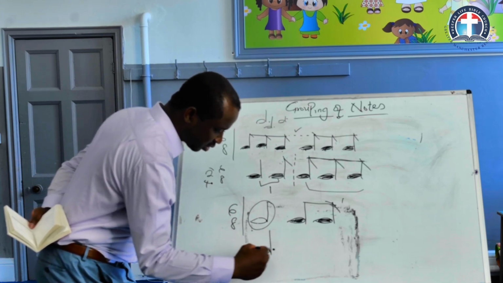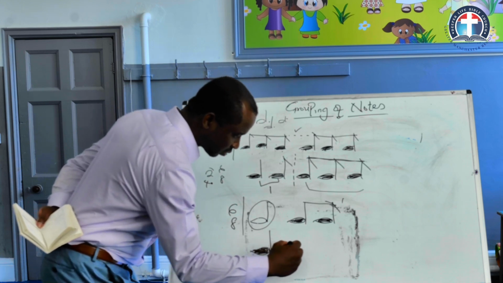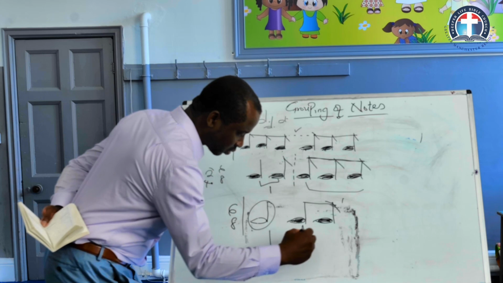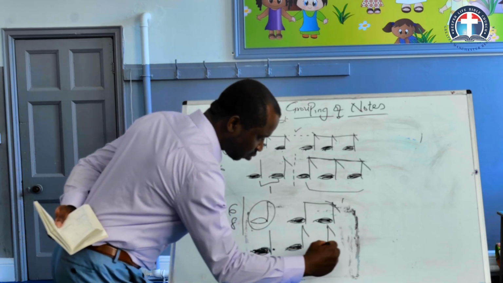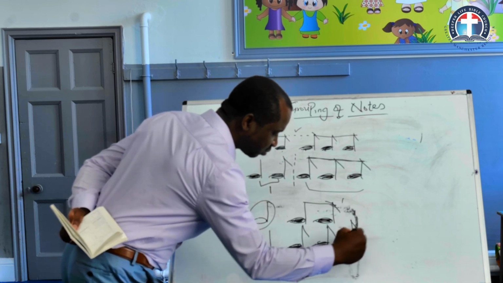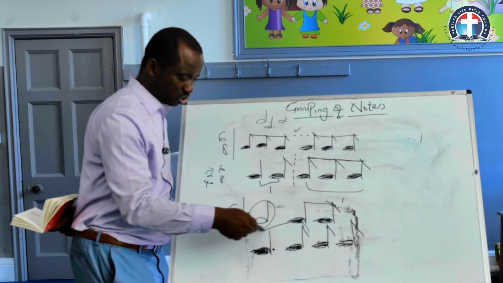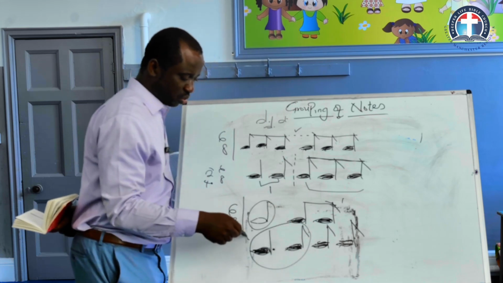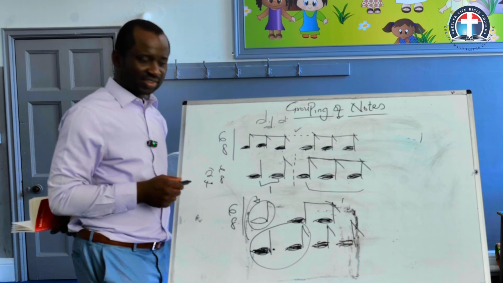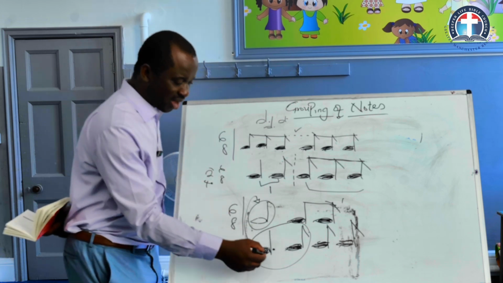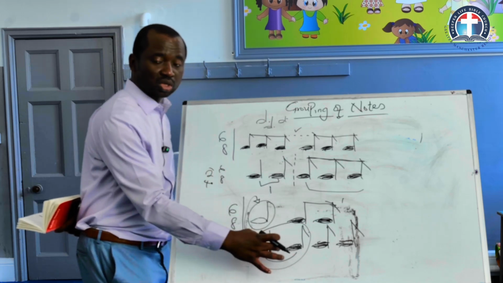If I do something like this, do you see what I've done now? Who can tell me what I've done here? What I've done here is very simple. These two notes are equal to this note. Do you get it? These two notes are equal to this note, but I now have to use a tie to show that this is just one note.